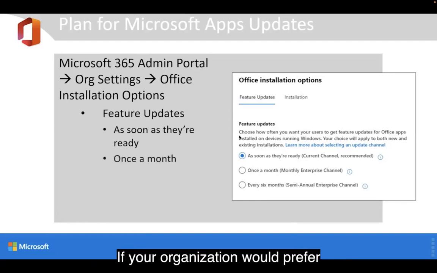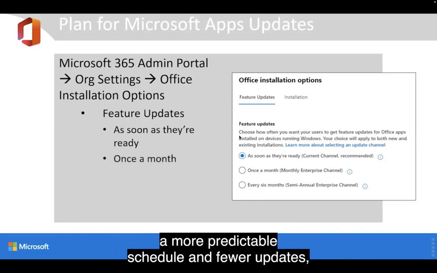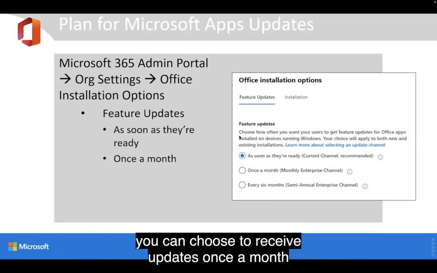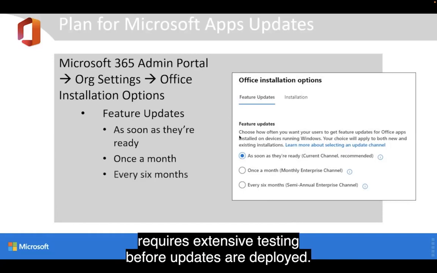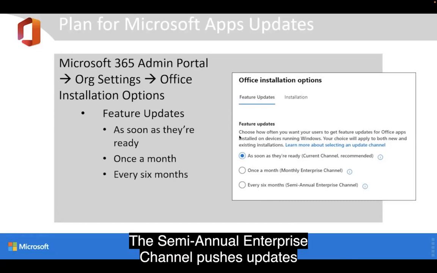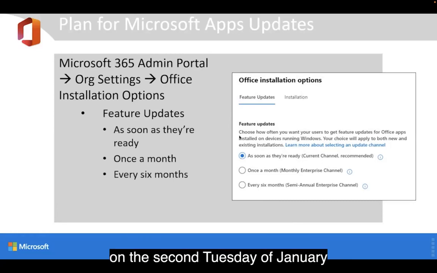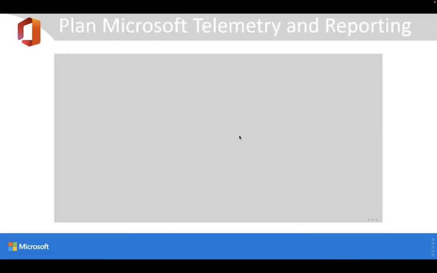If your organization would prefer a more predictable schedule and fewer updates, you can choose to receive updates once a month, and your updates will arrive on the second Tuesday of every month. And for cases where your organization requires extensive testing before updates are deployed, the semi-annual enterprise channel pushes updates on the second Tuesday of January and the second Tuesday of July.